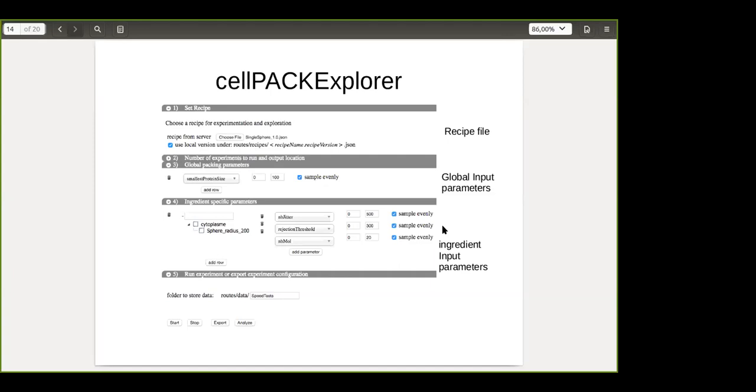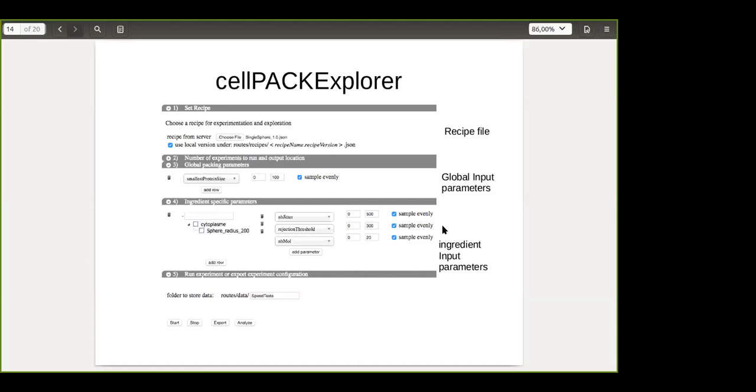Panel number 3 and 4 are to specify which parameters should be sampled in what range. They are split up in 2 different panels. The first panel, 3, is to set the global packing parameters. As I tried to explain before, here we can, for example, set the granularity of the grid, which is called smallest protein size. It is sampled between 0 and 100 here.